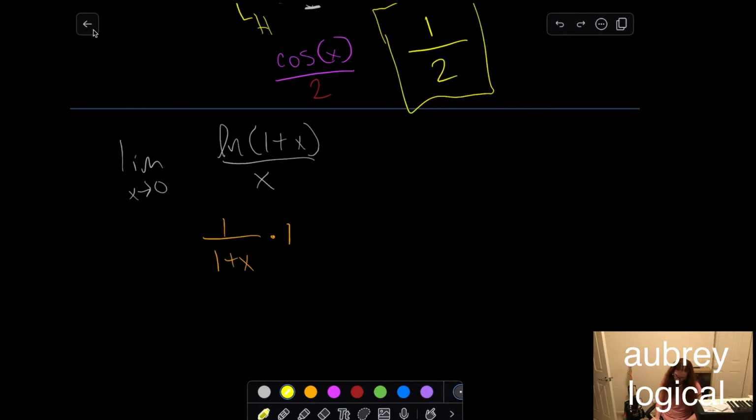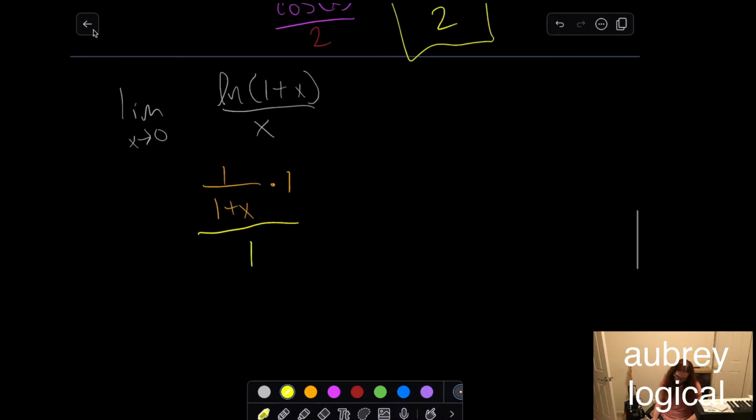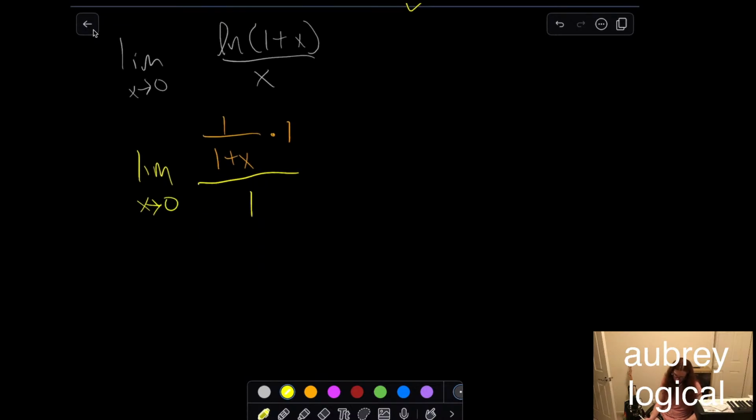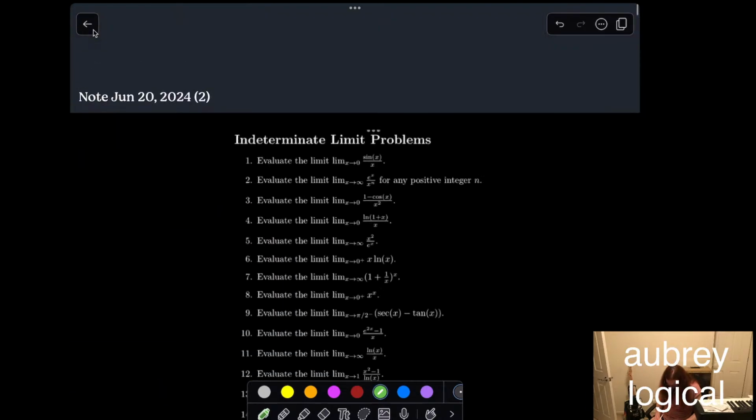So the top becomes 1 over 1 plus x. The 1 doesn't really need to be there, but I just wanted to illustrate that it exists. Over 1. Go ahead and rewrite the limit. And now we're probably good to plug in again. So we're going to have 1 over 1 plus 0, which is going to be 1 over 1, which is going to equal 1, which is going to be our answer. Okay, next one.